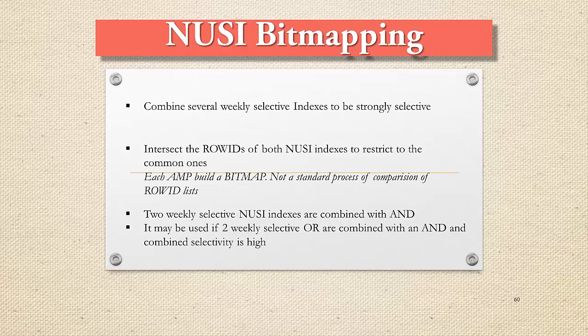The row IDs of the 2 or more NUSI indexes that are inputs to bitmapping are combined, and the intersect list is then used to look up the base table. Such a bitmap is built on every AMP. Note that this is a special feature that is not a standard process of how row ID lists are compared and operated. We can achieve this situation whenever we combine, for example, 2 weakly selective non-unique secondary indexes with an AND condition.